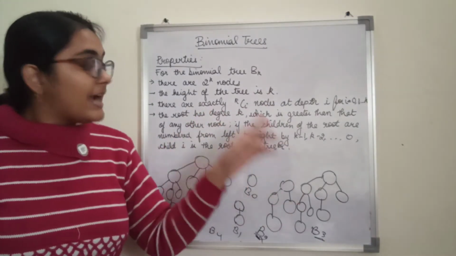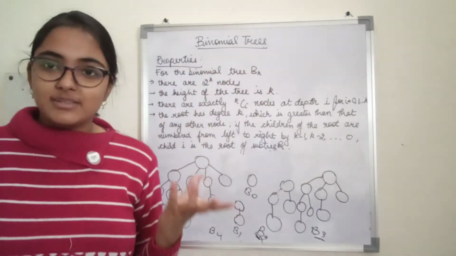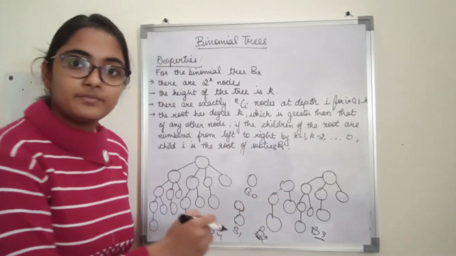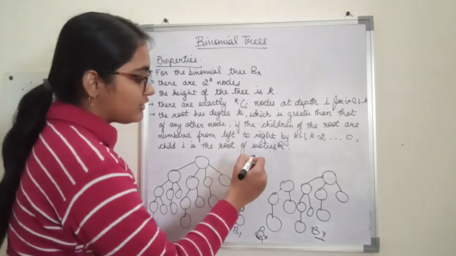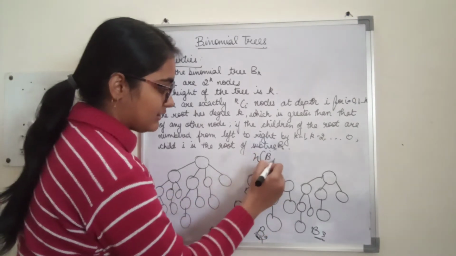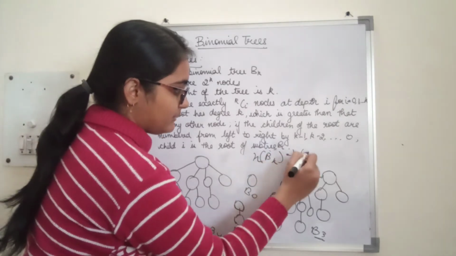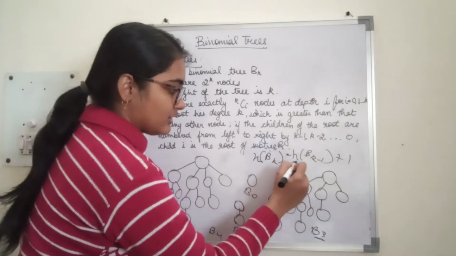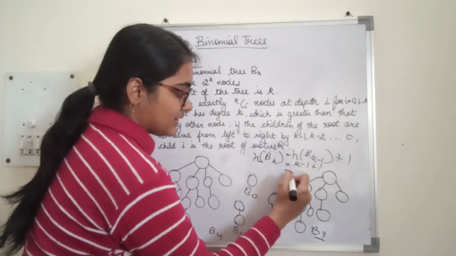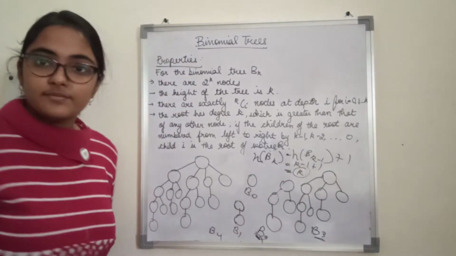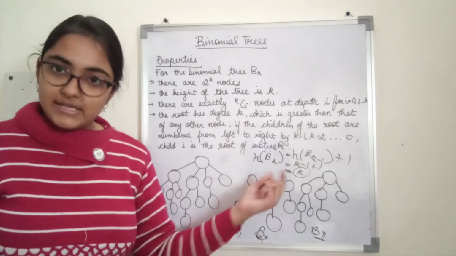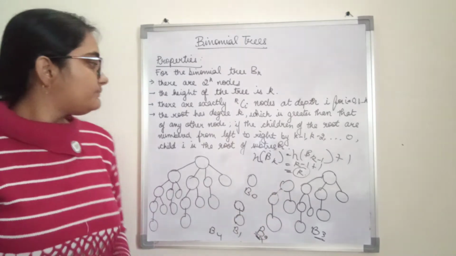So what will be the height of Bk? Whatever is the height in Bk minus 1 plus 1. So what is the height in Bk minus 1? k minus 1. So the maximum height in Bk is the maximum height in Bk minus 1 plus 1, so it is k minus 1 plus 1. So what is it? k. So the height of a binomial tree Bk is k, right?